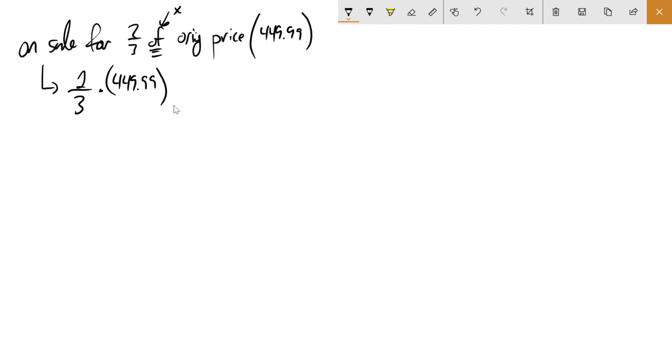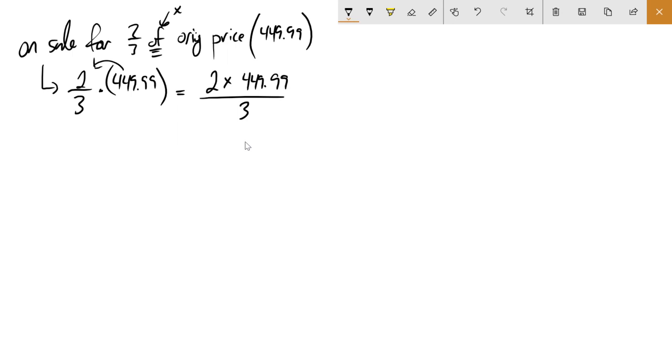You could do it the converting to decimal route, or you can remember what I showed you yesterday, is that when you're multiplying a fraction by a number, it just gets multiplied by the numerator. So we can just multiply 449.99 times 2, and then divide it by 3. Then we don't have to worry at all about rounding.